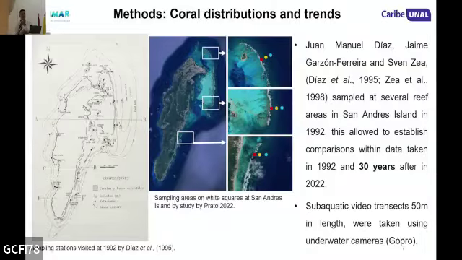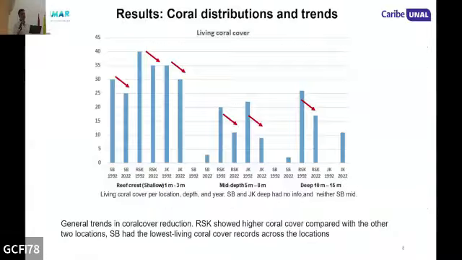So we sampled in 2022, and they sampled in 1992. So we can compare with their observations from three decades ago, 30 years. That's very useful to evaluate trends and have a reference point for this. So these are the trends we observe in the reef crest.